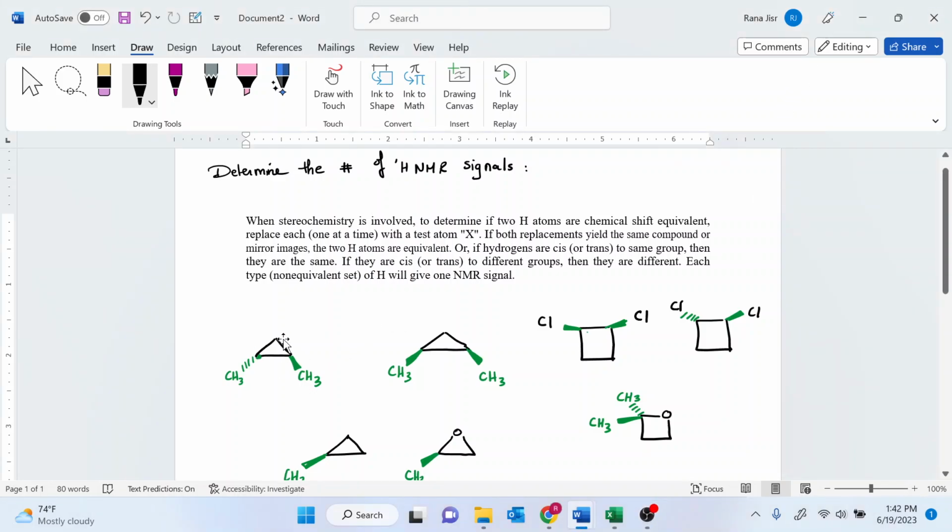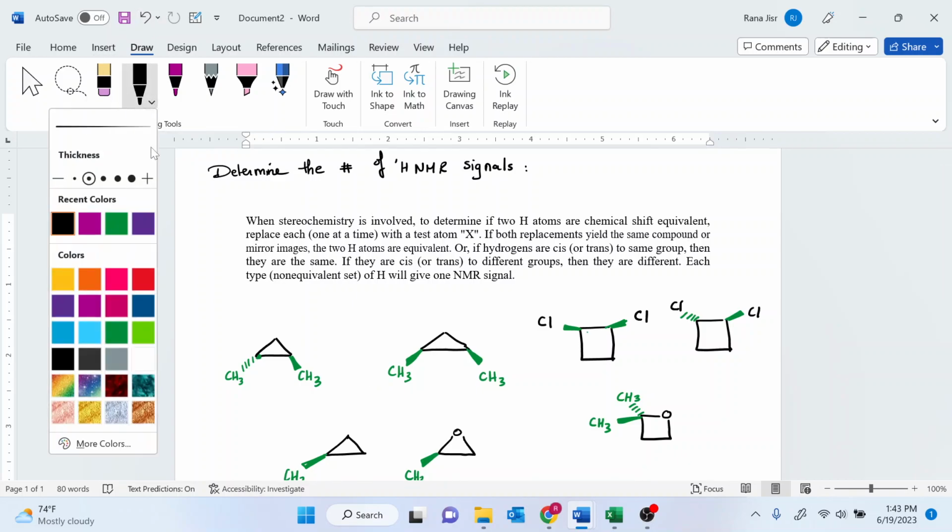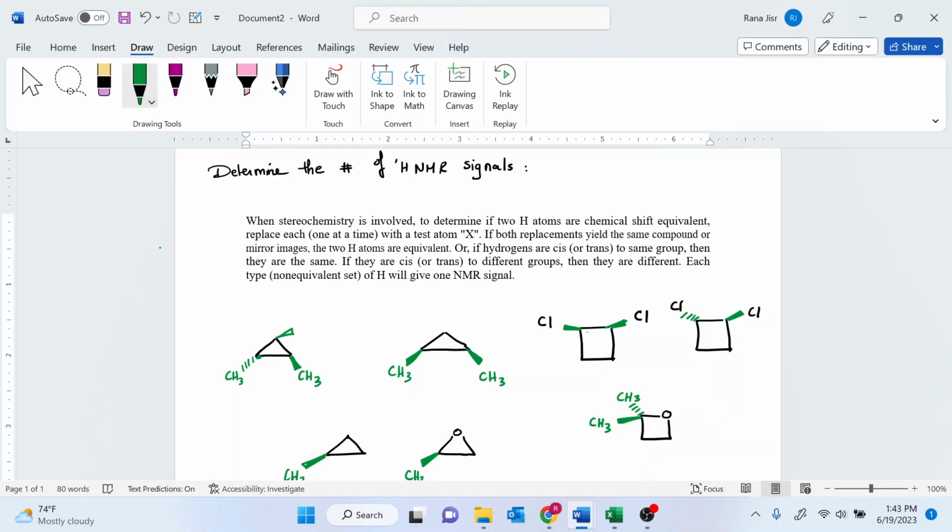When you are given a cyclic structure and you are asked to determine the number of proton NMR signals, the first thing that you need to do is locate all the hydrogens that you have in your structure. So go ahead and draw the stereochemistry of all the hydrogens in there. So I have a hydrogen here which is behind and the hydrogen here which is in front. This is going to be the first step.